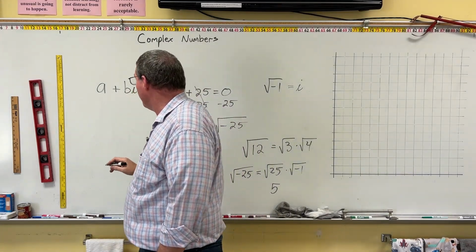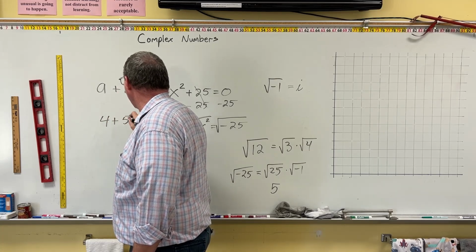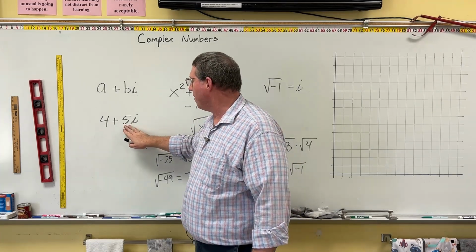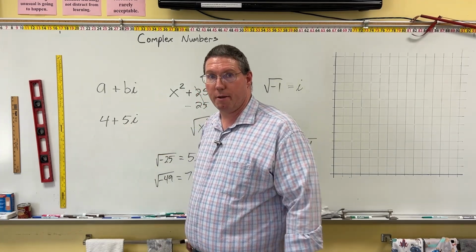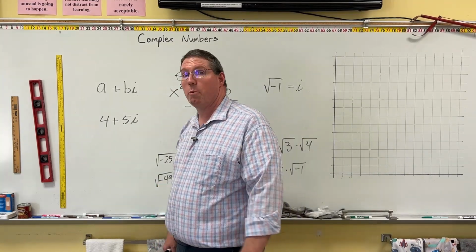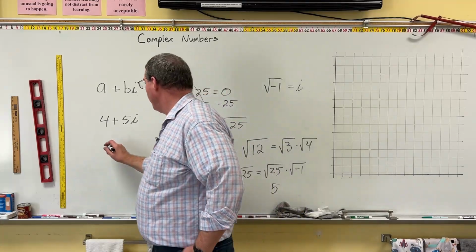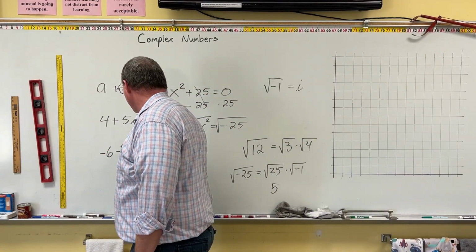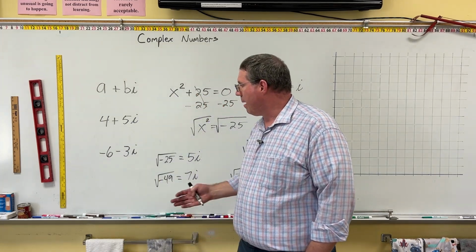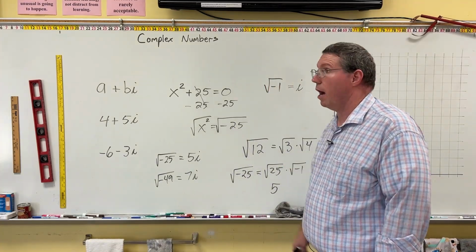bi. And an example would be, for example, 4 plus 5i, where the 4 is called the real part and the 5i is called the imaginary part. And if we were to say what is the real part, we would say 4, and if we said what is the imaginary part, we would say 5. Okay? And so if we had negative 6 minus 3i, the real part would be negative 6, the imaginary part would be negative 3. And that's our introduction to complex numbers.